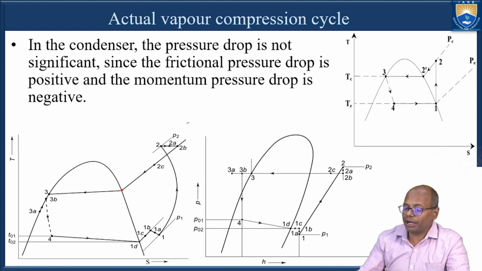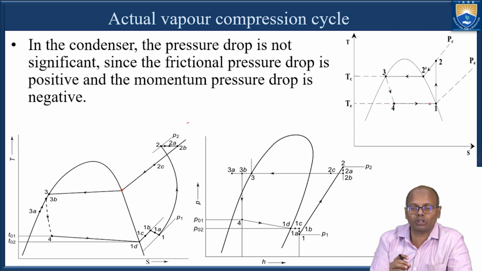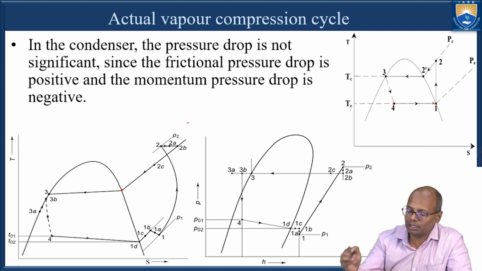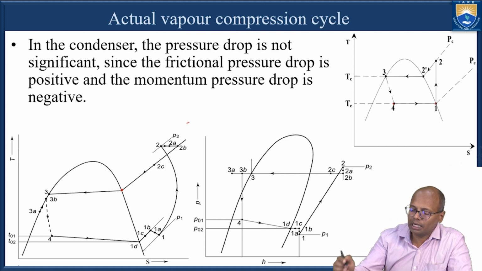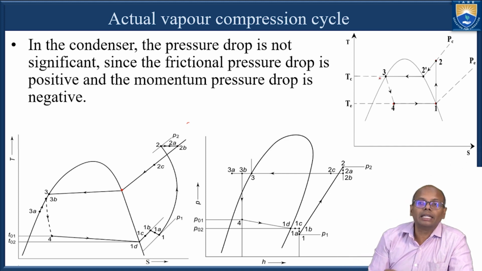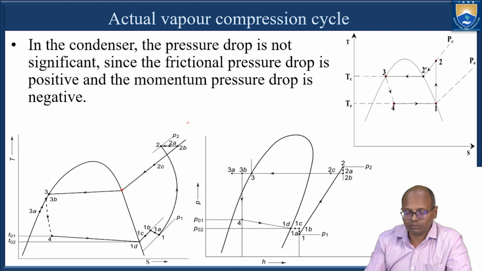The ideal vapor compression refrigeration cycle, if you see, from 4 to 1 it is a constant pressure process, and at 1 it should be the saturated vapor, and from 1 to 2 it is supposed to be an isentropic process, and from 2 to 3 it is a constant pressure process, and at point 3 it is supposed to be saturated liquid, and from 3 to 4 it is an isenthalpic process.